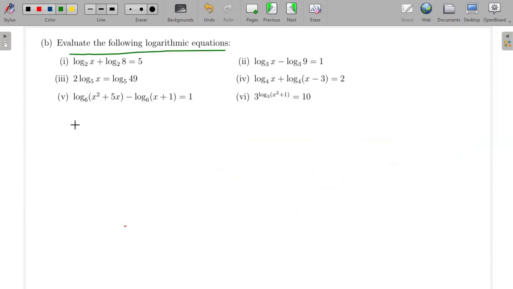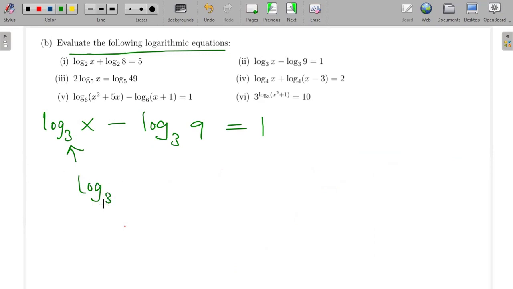So the second one, we have log base 3 x minus log base 3 9 is equal to 1. The laws of logarithms state that if I'm subtracting two logs of the same base, it's the same as I just write one log to that same base, and then I divide whatever is in front there. So this will be x over 9 is equal to 1.